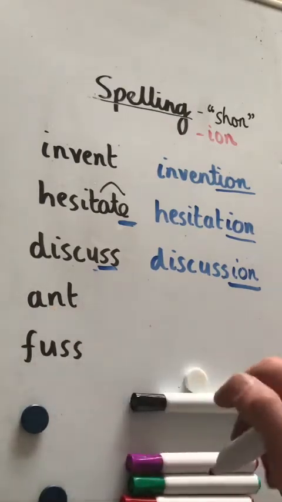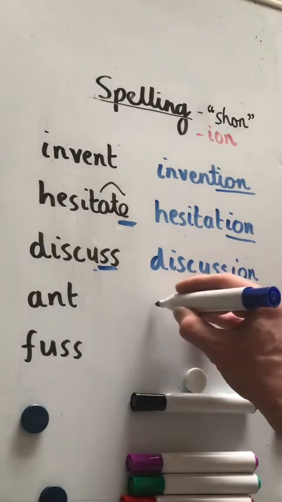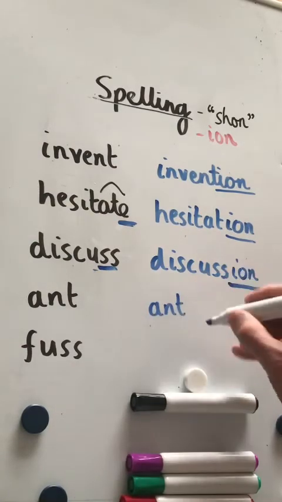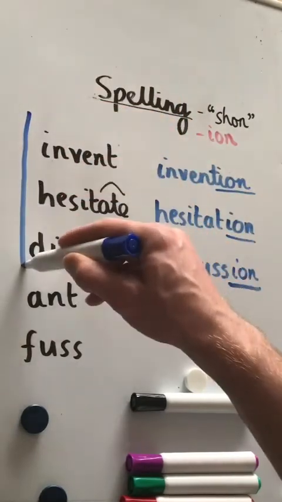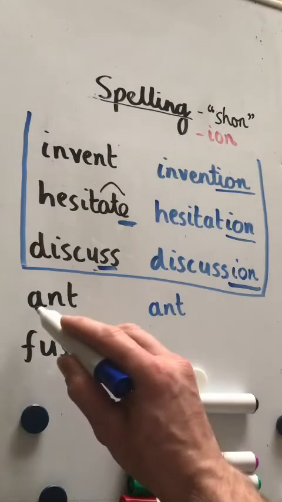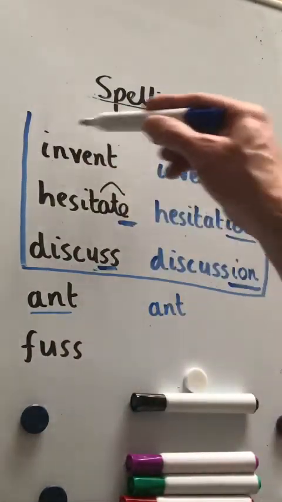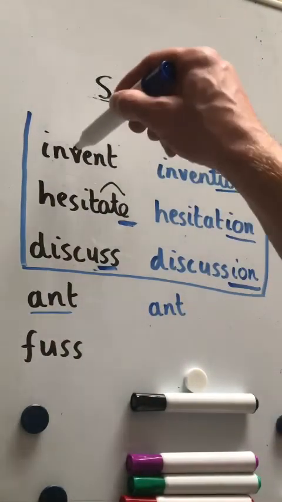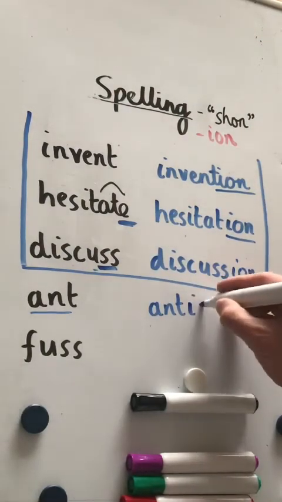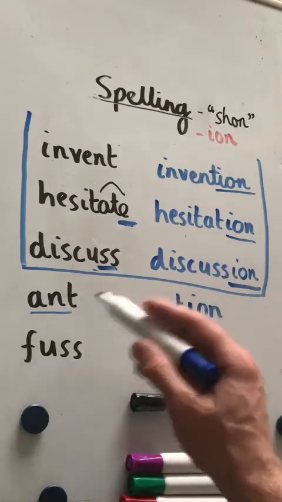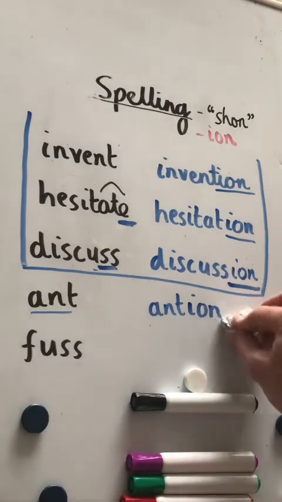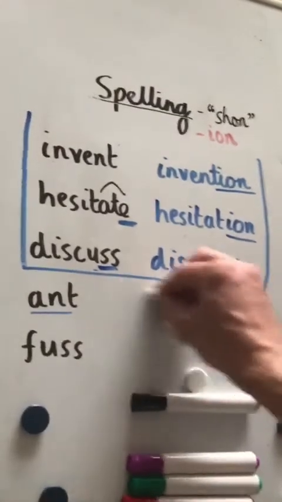So ant, we all know what an ant is. It's an insect, but that is already a noun. The difference between these words and that word is that these are verbs. So we're changing the verb to the noun, but this is already a noun. So if I do that, ant, which is a noun, turns to anshin. No, I don't like the sound of that, and we know that that doesn't work.